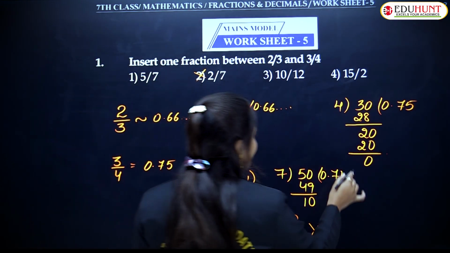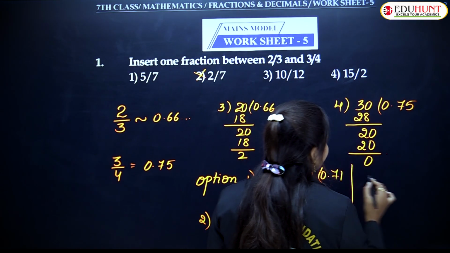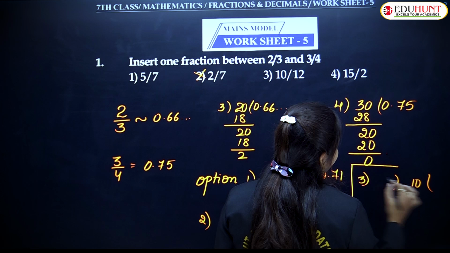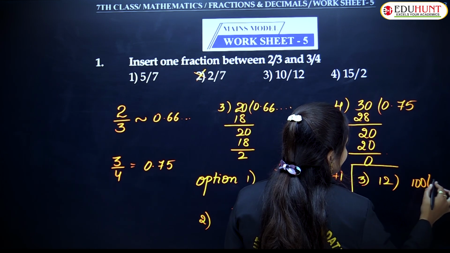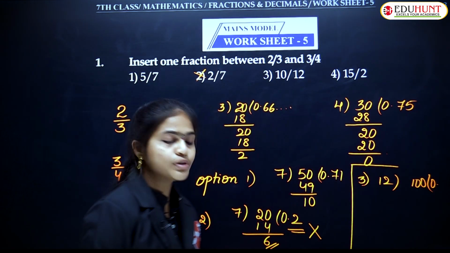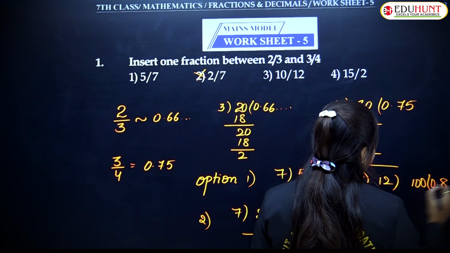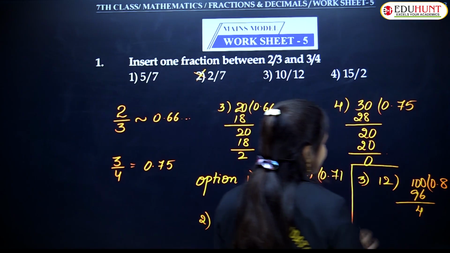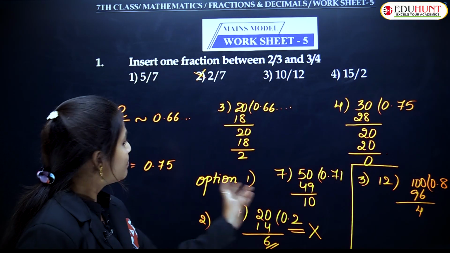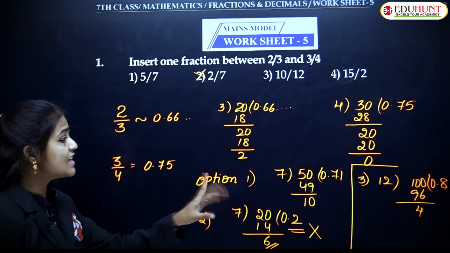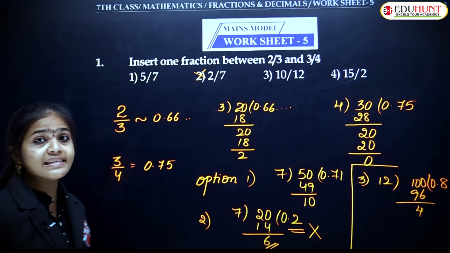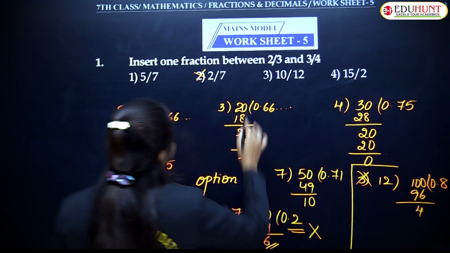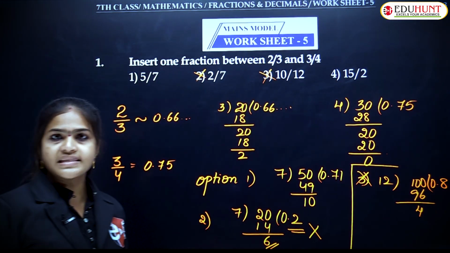Next, let us see option 3. 10 divided by 12. 0, again keep that 0. 12 eights are 96 and the remainder is 4. There is no need to check the leftover, because 0.8 is there, and 0.8 is greater than 0.75. That is why this one is also not satisfying. 10 by 12 is not satisfying.